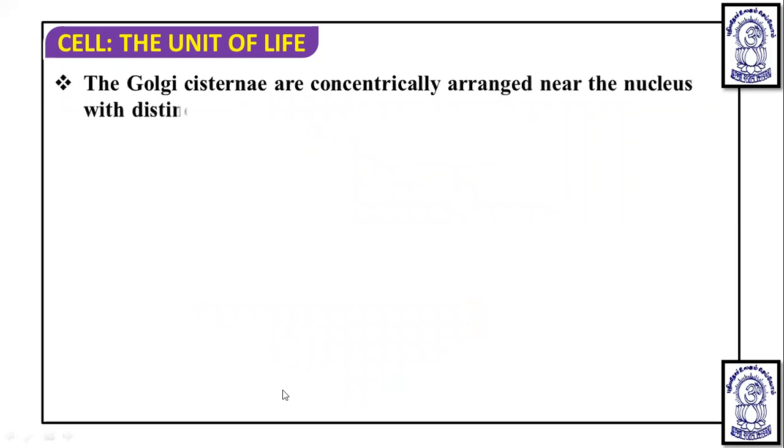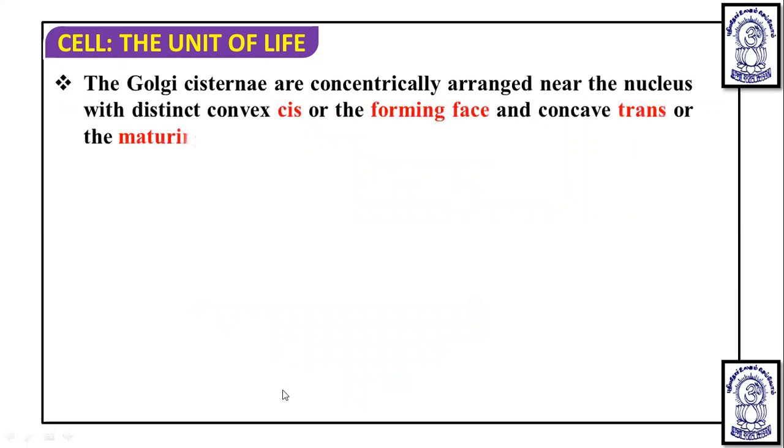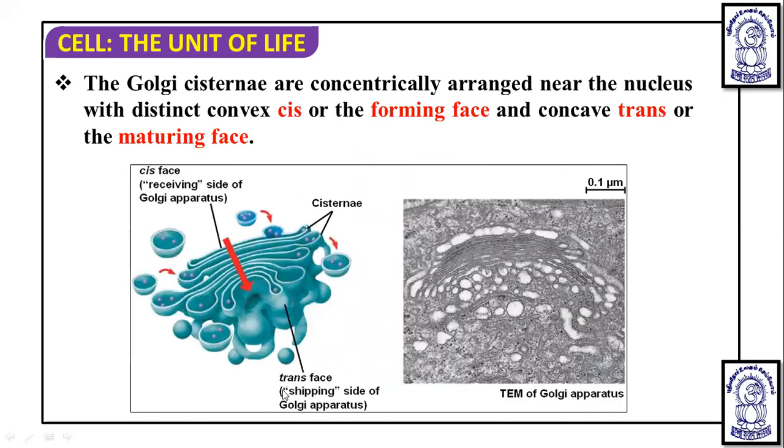The Golgi cisternae are concentrically arranged near the nucleus with a distinct convex cis or the forming face and the trans or maturing face. This is the structure of Golgi body, which has this tubular structure known as cisternae. Now see, this is the cis face or receiving side of the Golgi apparatus, which is towards the nucleus. Okay, whereas this is the trans face or concave face, and this concave face is the shipping side of the Golgi apparatus, or the maturing face.